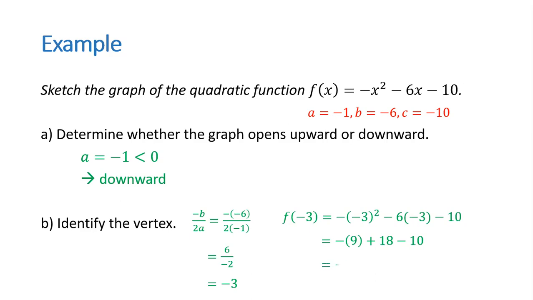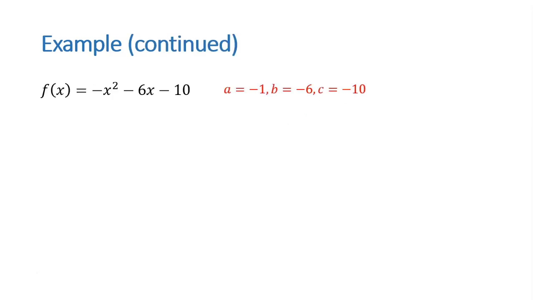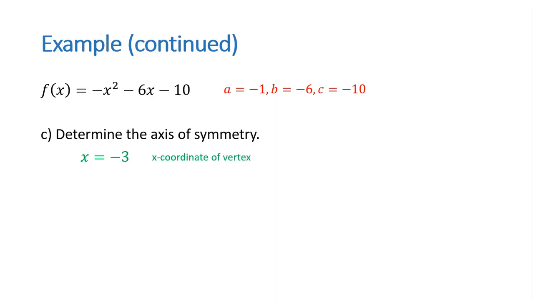We simplify that all down and that's going to be -1. So that means our vertex is going to be -3, -1. You can add that to your graph. Okay, now what about our axis of symmetry? Once we found the vertex, we found the axis of symmetry. It's always x equals the x-coordinate of the vertex. So that one's pretty quick to find.